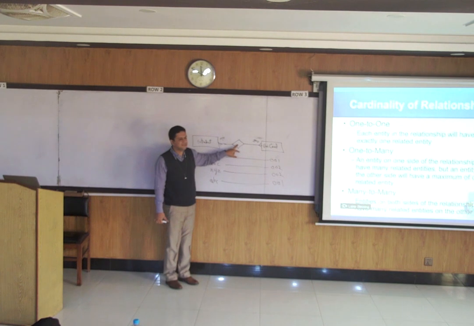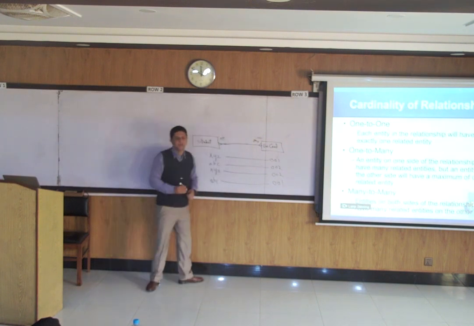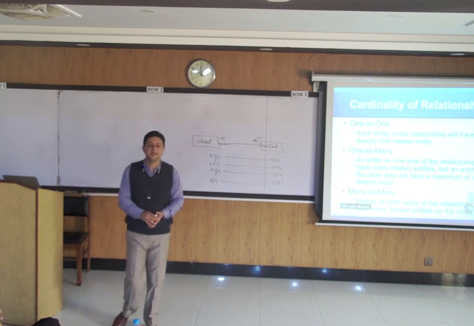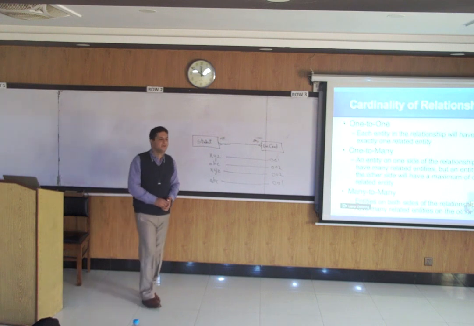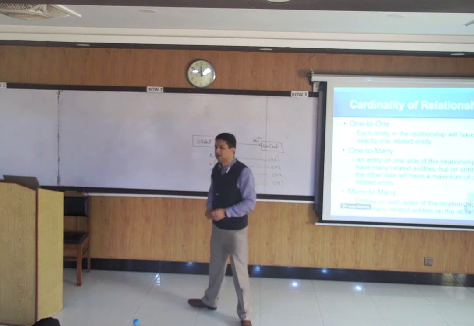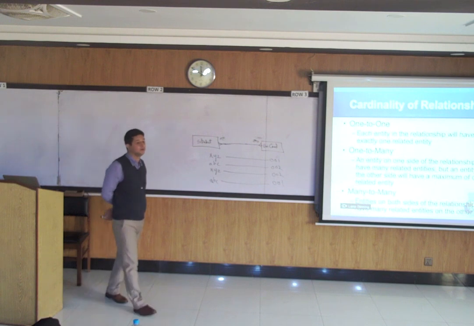This notation, this diamond sign, is used to represent a relationship, just to review. And alternatively, we can use just a line in order to represent a relationship type. And we can also use a line in order to represent a relationship instance. So with the help of instances, we have just modeled the cardinality of the relationships.